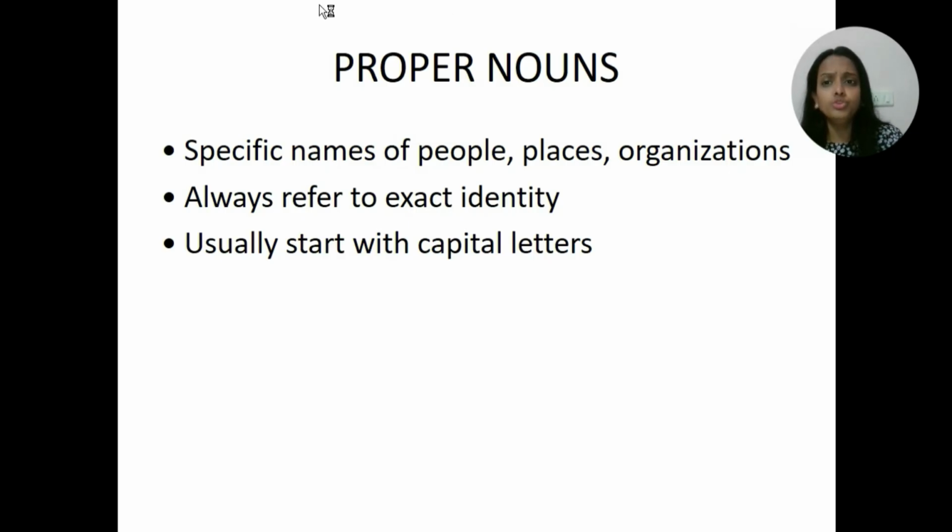A proper noun is the specific name of a person, place, organization, country, city, day, month, brand, institution, and so on. Unlike common nouns, proper nouns do not refer to a general category. They refer to a specific thing with a particular identity. For example, teacher is a common noun, but Mrs. Fernandez is a proper noun. City is a common noun, but Bengaluru is a proper noun. Company is a common noun, but Microsoft is a proper noun.